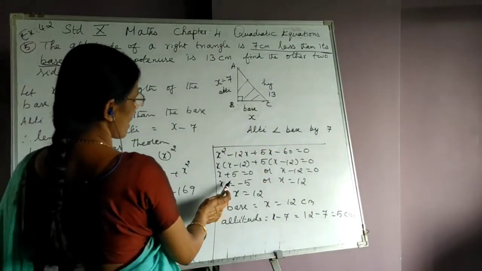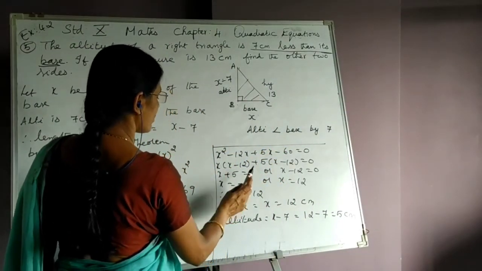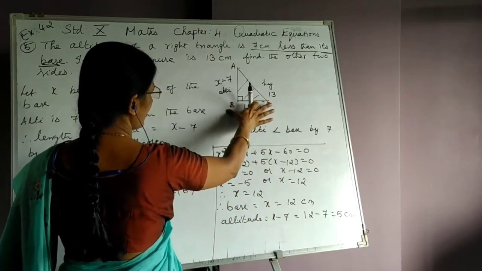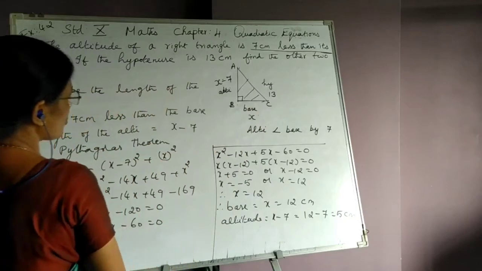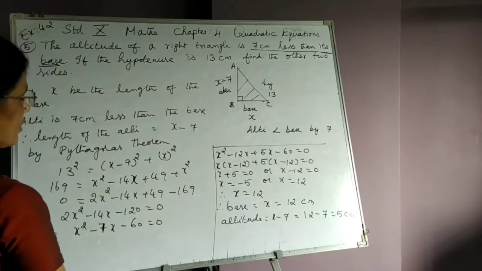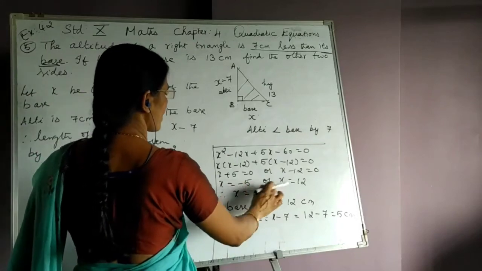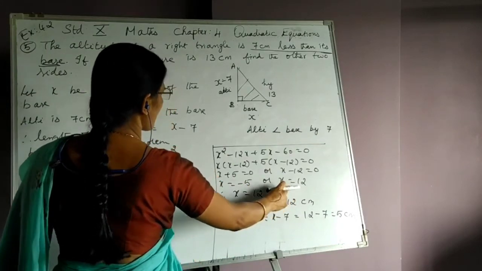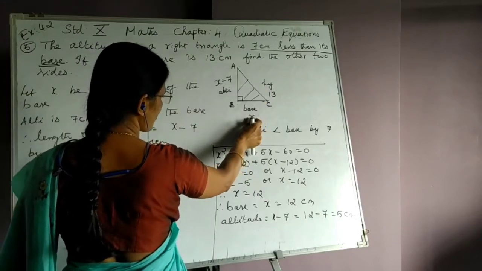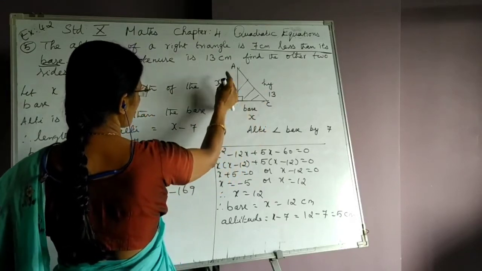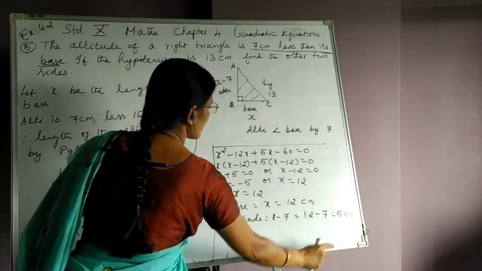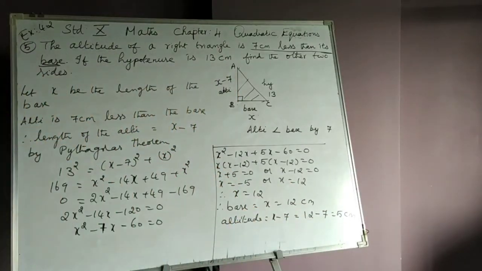Hope you understood why we are dropping the negative number. X is BC. BC is the distance between B and C. Distance between any two points is a non-negative real number. Therefore, dropping x equal to minus 5, we have considered 12. We are asked to find out the altitude and the base. Base is x, which is equal to 12. And the altitude is x minus 7. Therefore, 12 minus 7, which is equal to 5 centimeter.